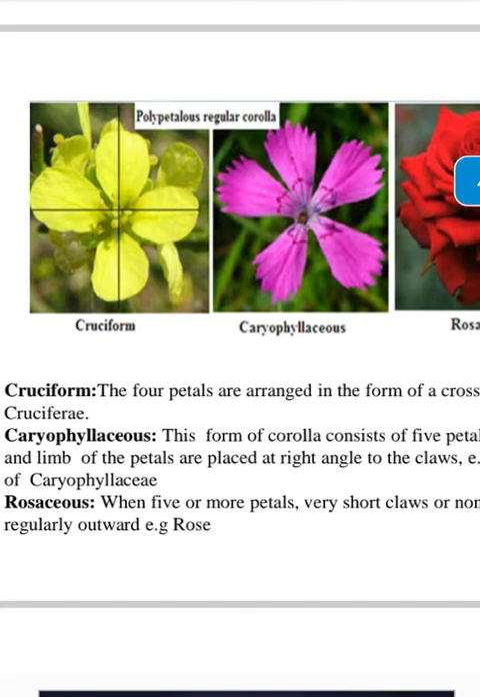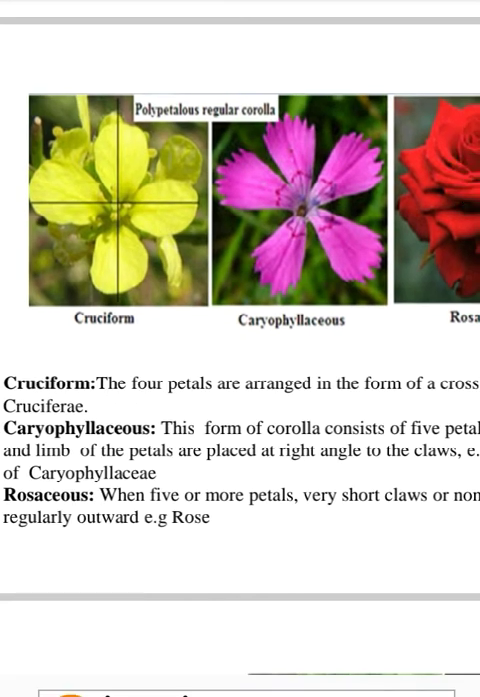Cruciform corolla. Here in this cruciform corolla, always 4 petals are there. These petals are similar in size and shape. They are free from each other and they are arranged like a cross. And this is a characteristic feature of the family Cruciferae. Now it is called Brassicaceae.